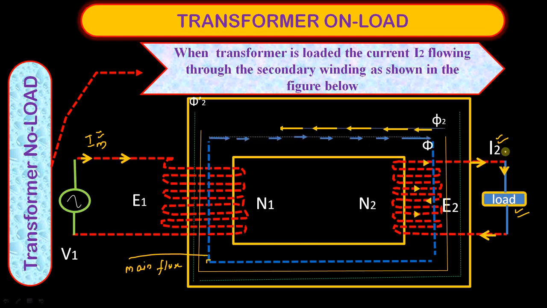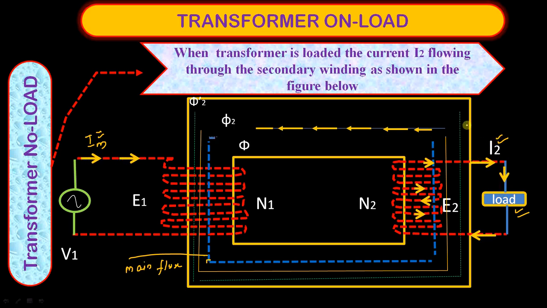Okay. Now coming to the secondary side, secondary current I2 sets up its own flux, denoted by phi2. See here, this is phi2. See its direction, it is from right side to left side. Now this phi2 is just opposite to the main flux phi. As a result, the main flux decreases.